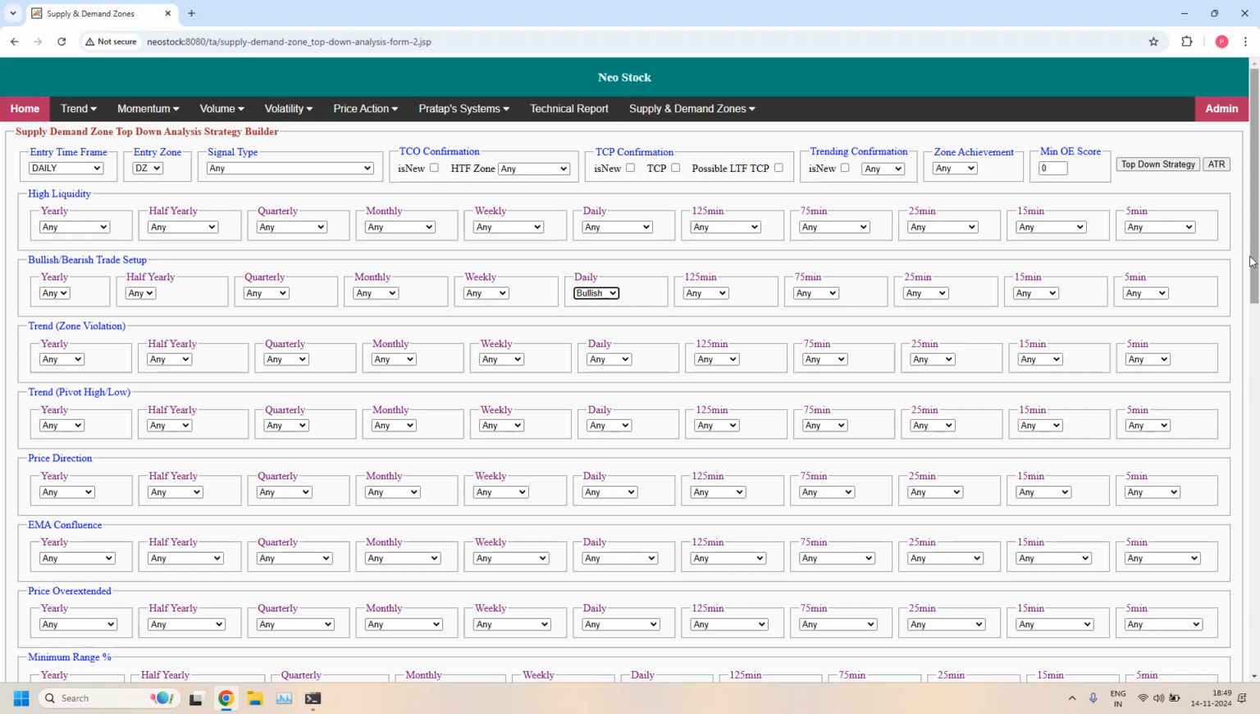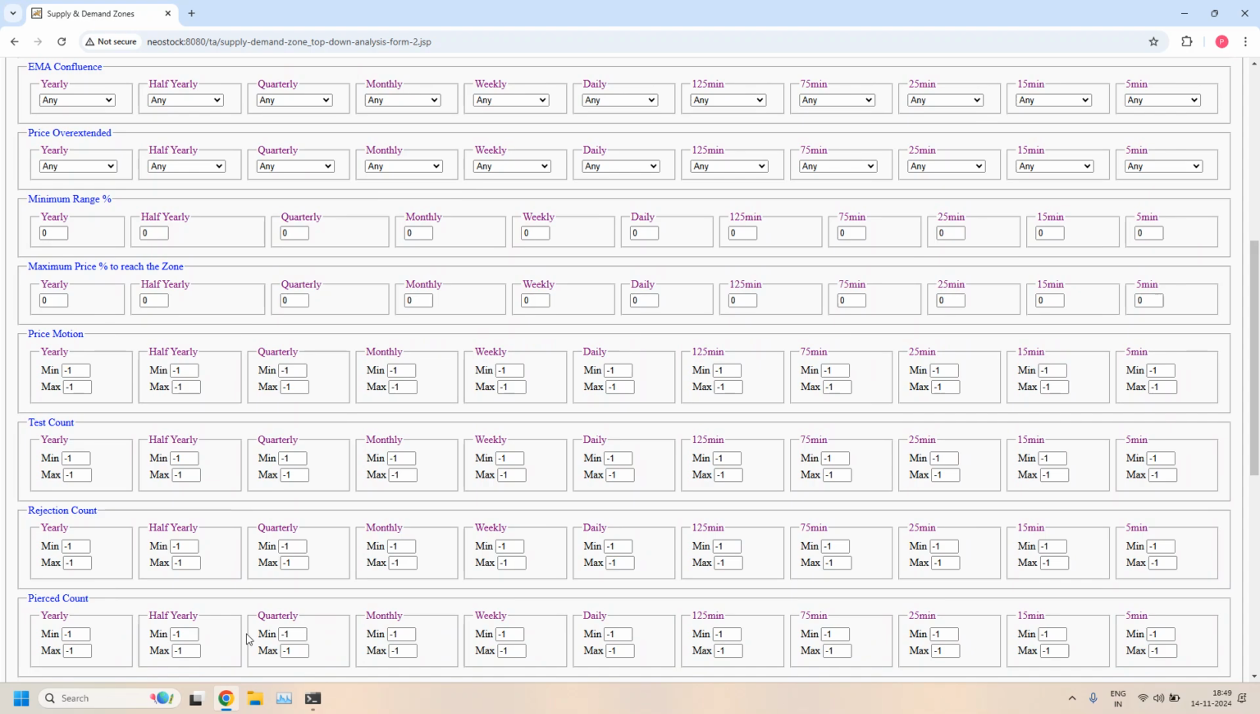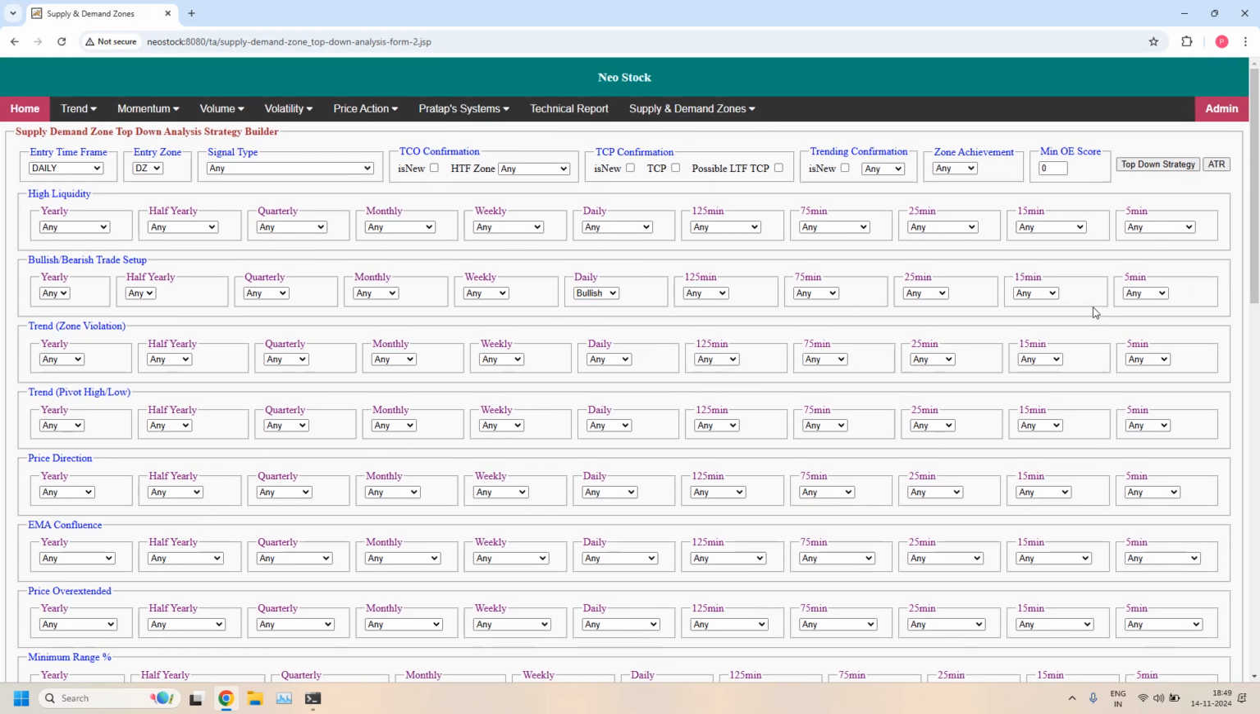This daily demand zone should not be pierced. So in the pierced count, at the daily time frame, I am setting minimum value 0, maximum value 0. That means the daily demand zone should not be pierced. Zone achievement violated opposing zone. Minimum odd enhancer score 12, and all the 3 filters are applied to daily demand zone.